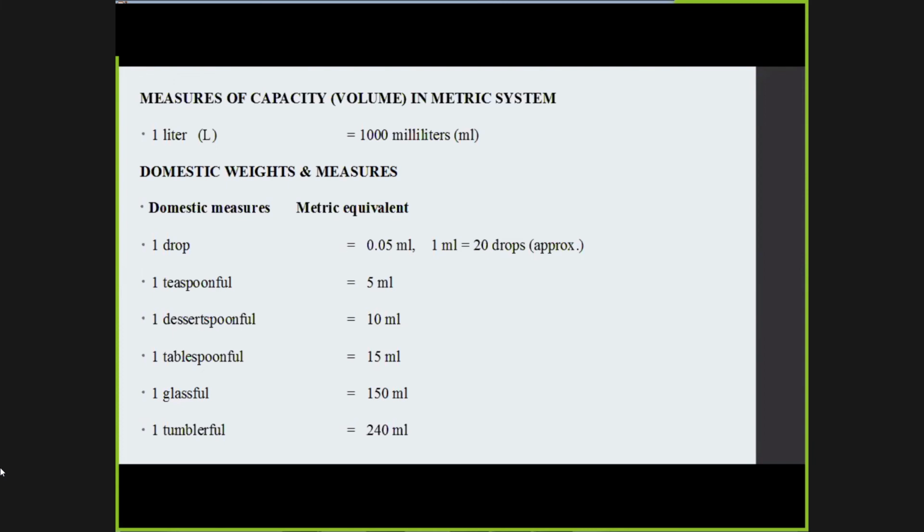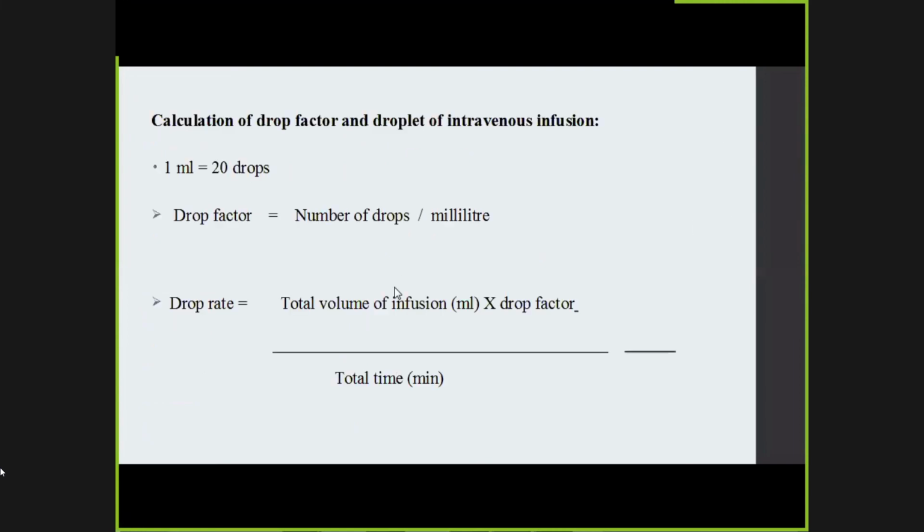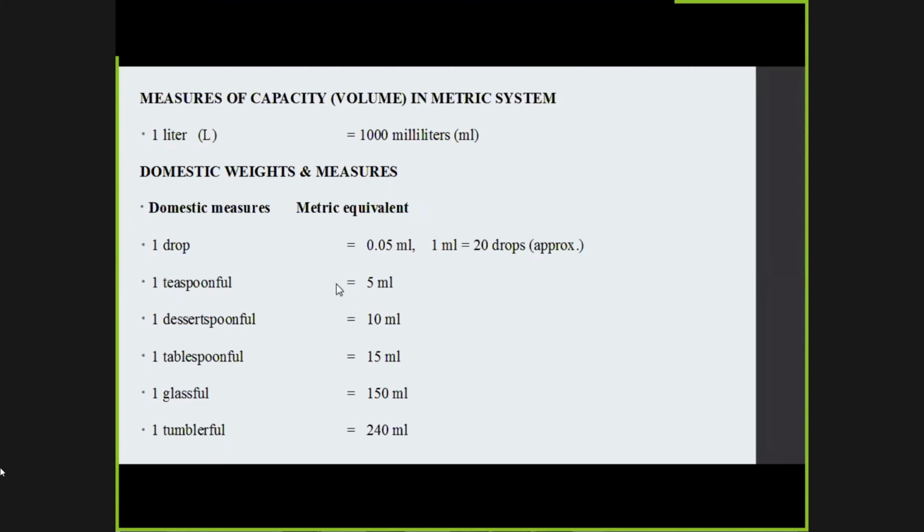But for exams, for vivas, for assignments, for exercises, you need to know these conversions. 1 teaspoonful is 5 ml. 1 dessert spoonful is 10 ml. 1 tablespoonful is equal to 15 ml. 1 glass full is 150 ml. 1 tumbler full is 240 ml. These domestic measures and their metric equivalents you would be applying in your next practical also.